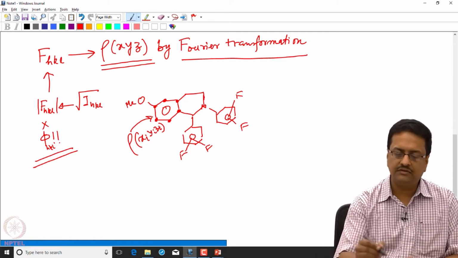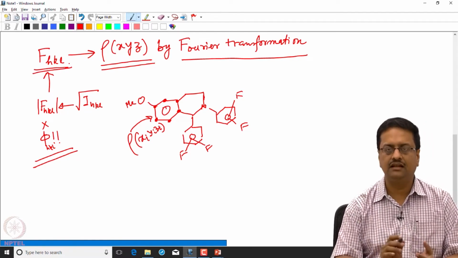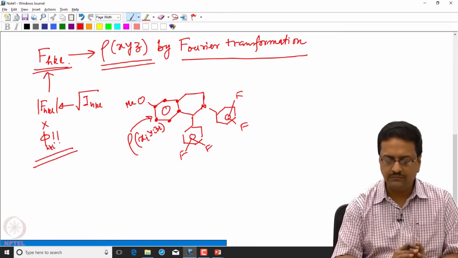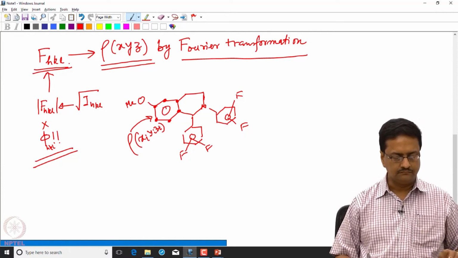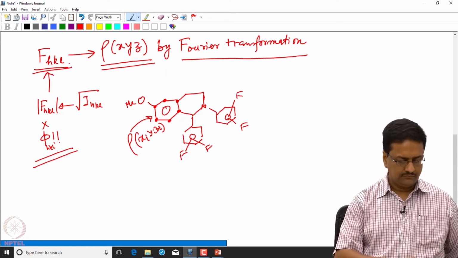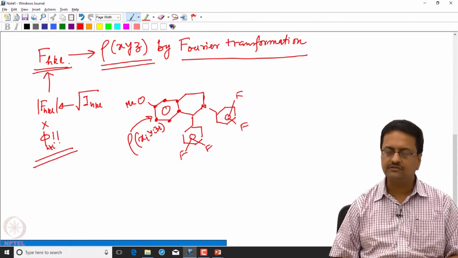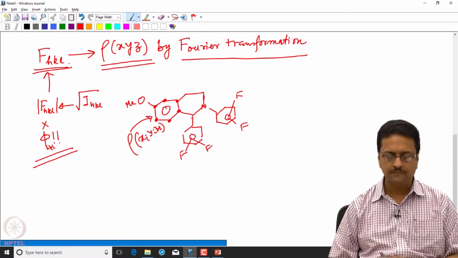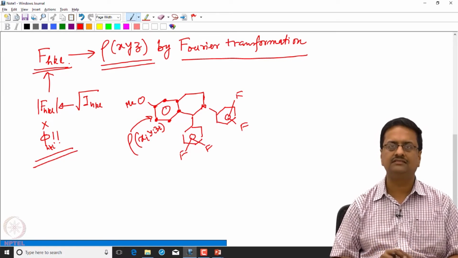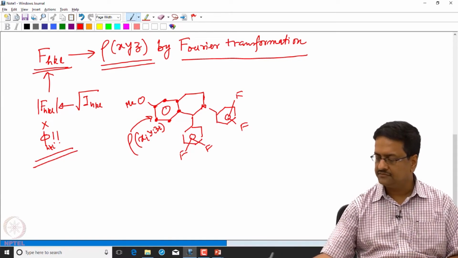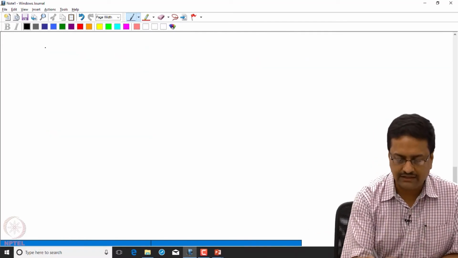And to do that, what we need is the expression for the structure factor FHKL, which should have both the amplitude and the phase information together. So in the past, there have been a large number of attempts to solve this phase problem in different ways. The most efficient way of solving this phase problem today is a set of methods we call together as direct methods.